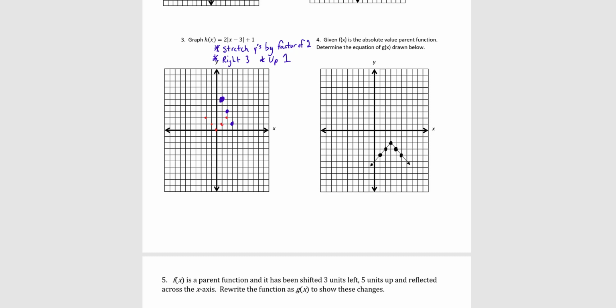And since this is a V-shaped graph, I know there's going to be symmetry on the other side of the graph. So I pretty much already know where these other 2 points are going to land.